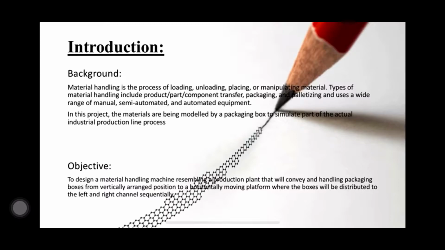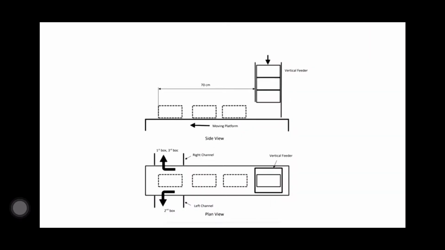In this project, the materials are being modeled by a packaging box to simulate part of the actual industrial production line process. The objective of our project is to design a material handling machine resembling a production plant that will convey and handle packaging boxes from a vertically arranged position to a horizontally moving platform where the boxes will be distributed to the left and right channel sequentially.